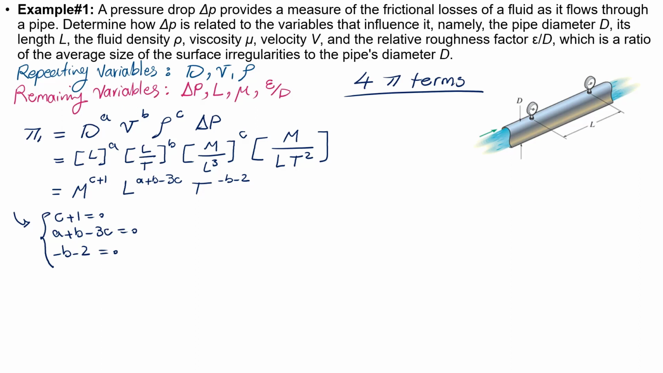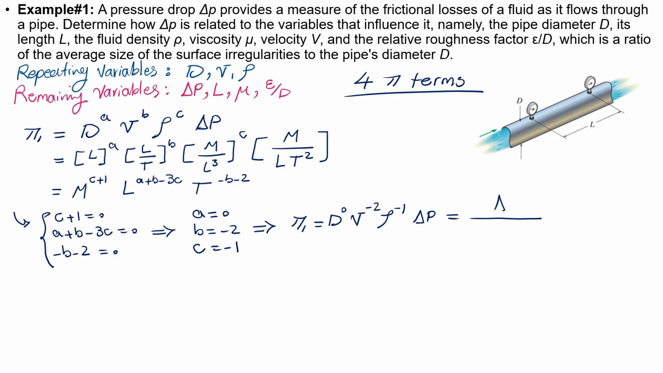When you solve this equation, you will have a equals 0, b equals negative 2, and c equals negative 1. And then put these numbers in the pi 1 equation. It would be d to the power 0, velocity to the power negative 2, and density to the power negative 1 times delta p. Do some reorganization, and it would be delta p divided by rho v to the power 2. All right, so this is your first dimensionless number, or pi 1.